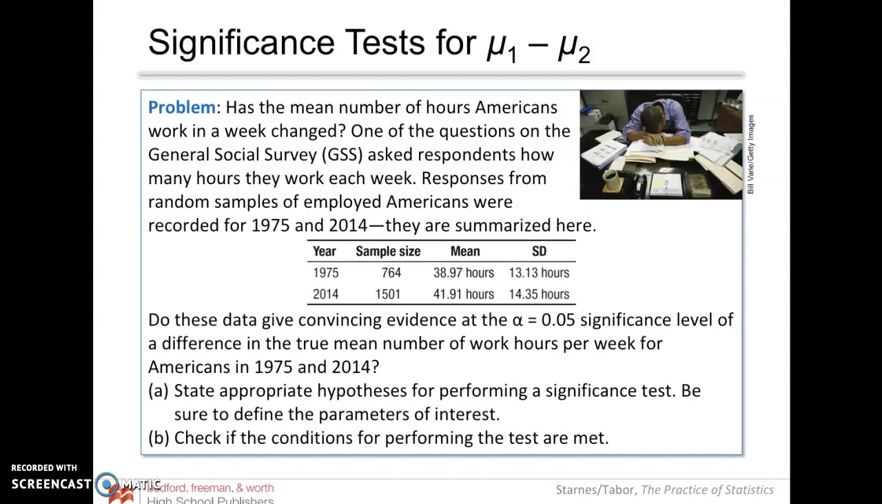Okay, so here's a problem. I'm going to have you pause the video and read the problem, and then we'll continue on. Has the mean number of hours Americans work in a week changed? One of the questions on the General Social Survey asked respondents how many hours they work each week. Responses from random samples of employed Americans were recorded for 1975 and 2014. They're summarized here. We have the year, the sample size, the mean, and the standard deviation for both of the surveys that were conducted. Do these data give convincing evidence at the alpha equals 0.05 significance level of a difference in the true mean number of work hours per week for Americans in those 2 years? So the first thing that we're going to do is state appropriate hypotheses for performing a significance test, and of course, define the parameters of interest in the context of the question, and then check the conditions and see if they're met.